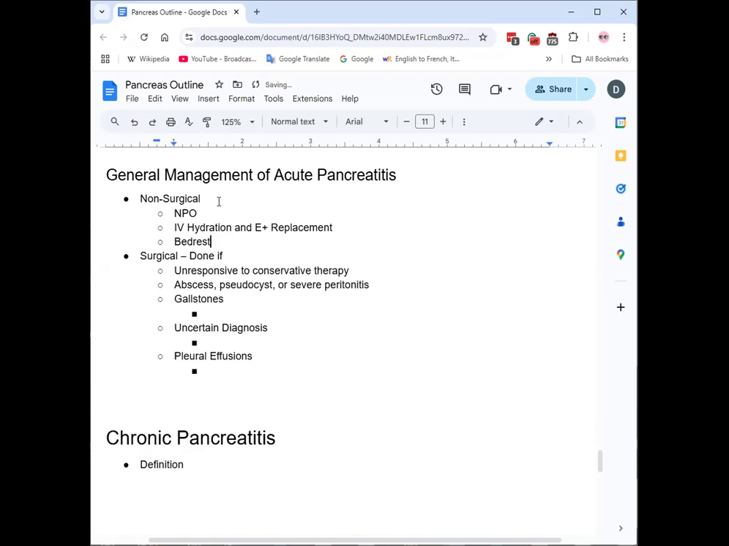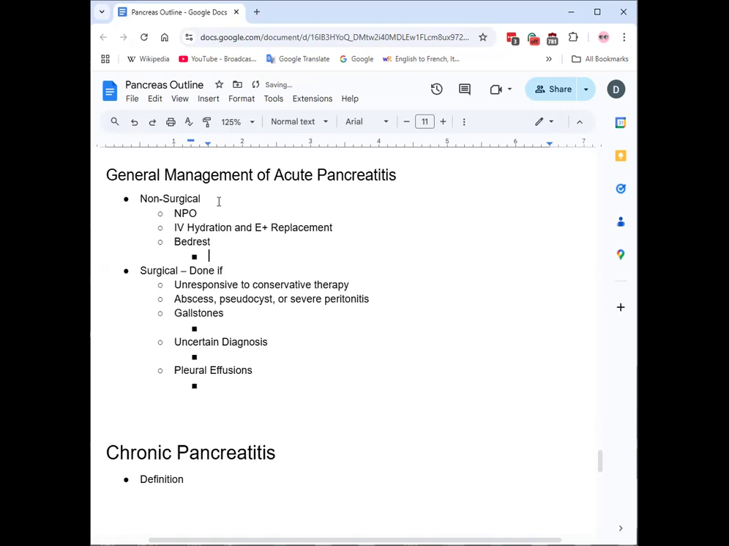Bed rest, because we have that potential risk of lung complications. They're going to be put on bed rest to decrease all the movement. And so we want to prevent atelectasis because they're not moving around. So we're going to do DVT prophylaxis. We're going to make sure they're not at risk for atelectasis. They're going to have an NG tube for decompression.